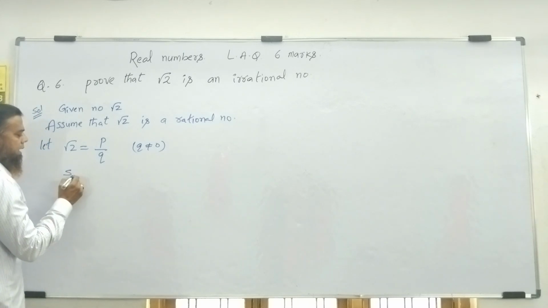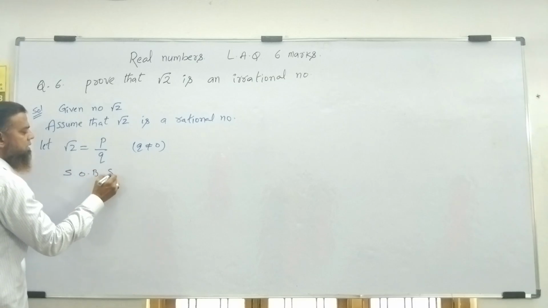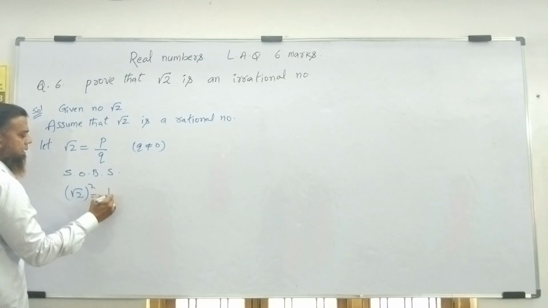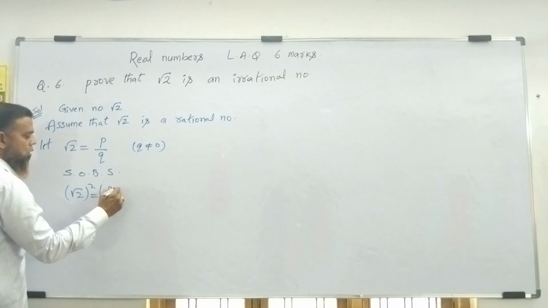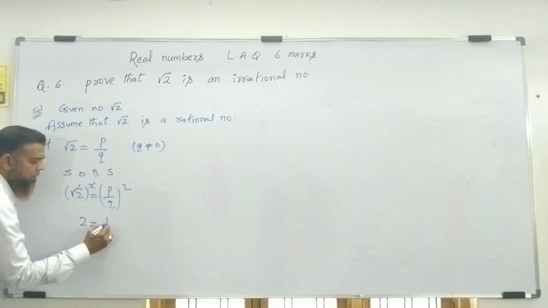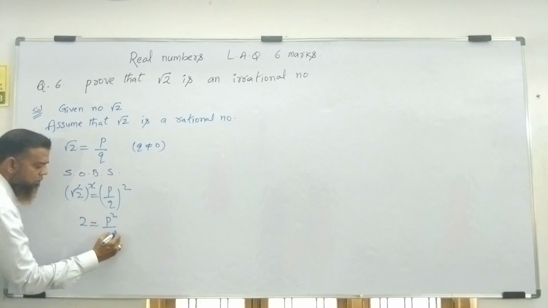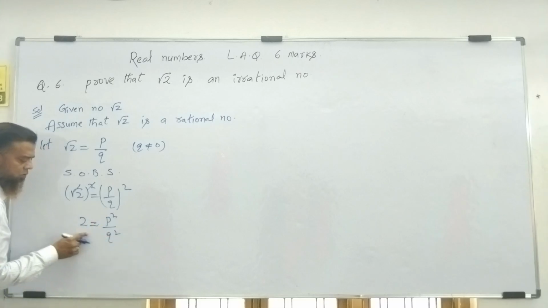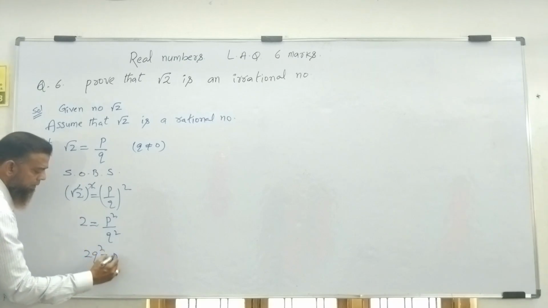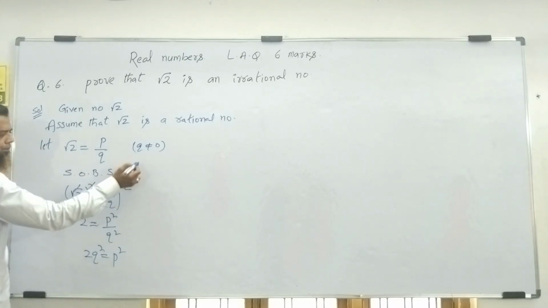Okay. Squaring on both sides. Root 2 whole square is equal to p by q whole square. Square root cancel. 2 is equal to p square by q square. Do cross multiplication, take q square this side. You will get 2q square is equal to p square.